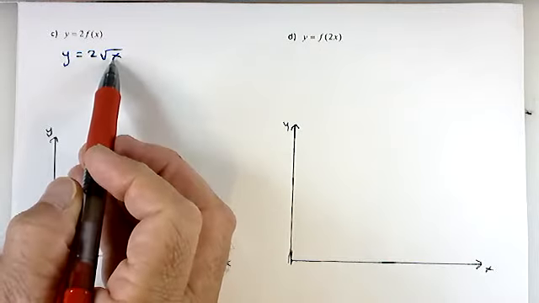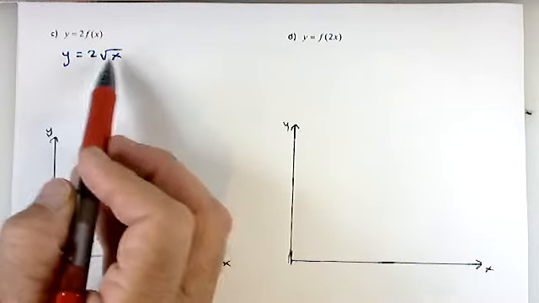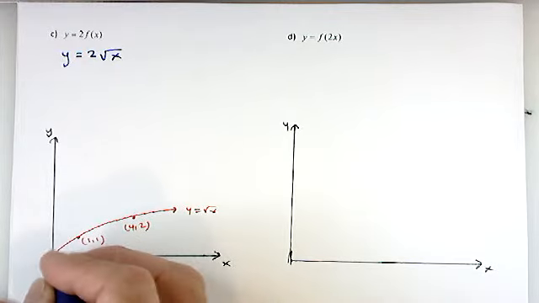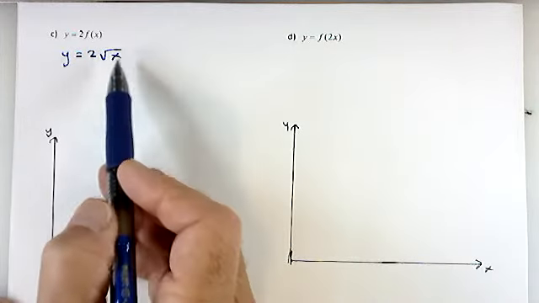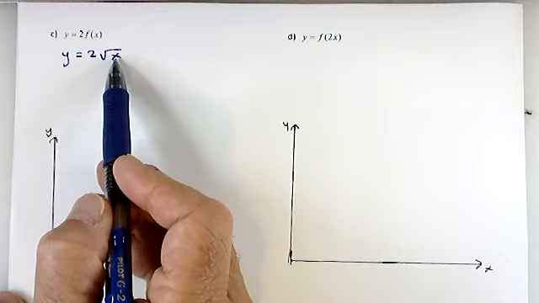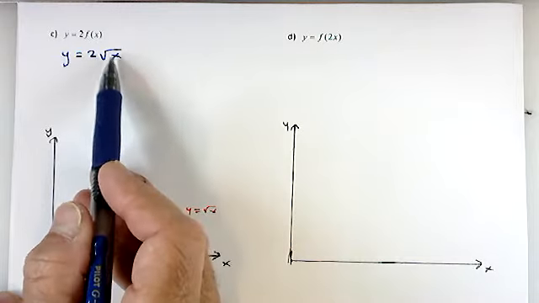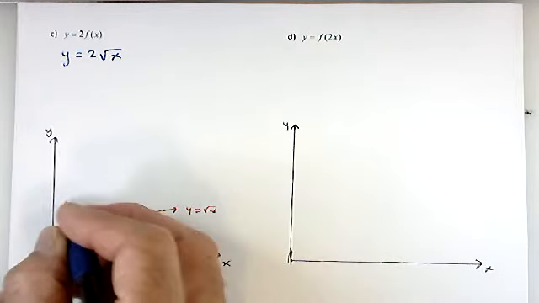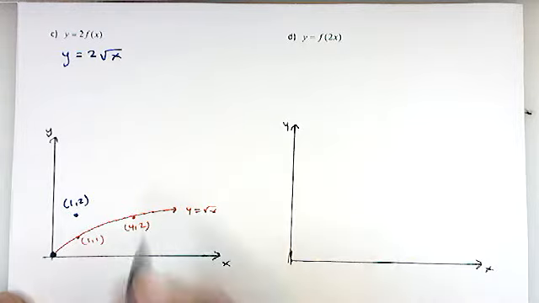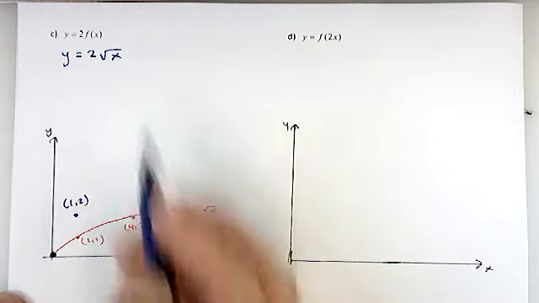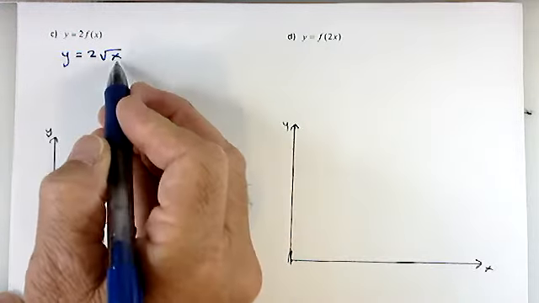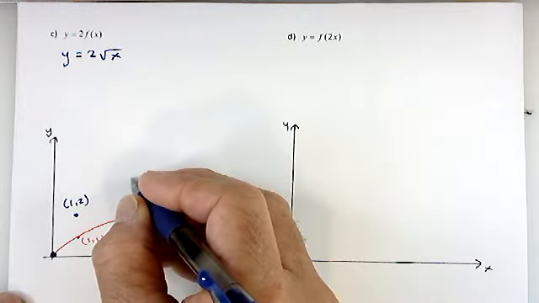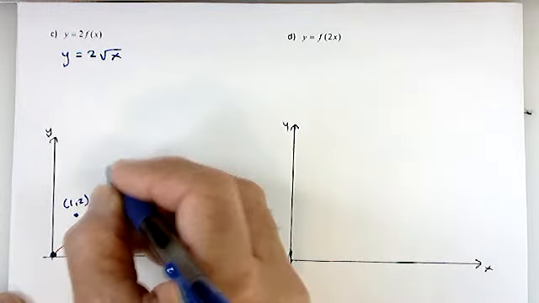If I plug in 0 for x, square root of 0 is 0 times 2 is still 0. So it is starting at the origin. There's no shifting left or right here. If I plug in 1, however, now I get 1 and then I times it by 2. So that gives me (1, 2). If I plug in 4, square root of 4 is 2. 2 times 2 is 4. So instead of going through (4, 2), it's going through (4, 4).